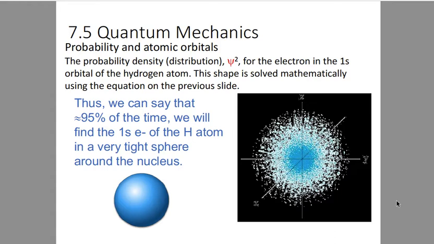So let's start talking about these probability spheres, these probability orbitals. We call this a probability density distribution, and we call it chi-squared. So that's what this little symbol here is, for electrons in the 1s orbital, or any s orbital for that matter. And what ends up happening is it kind of looks something like this.